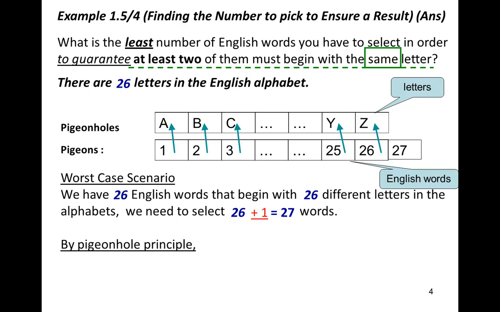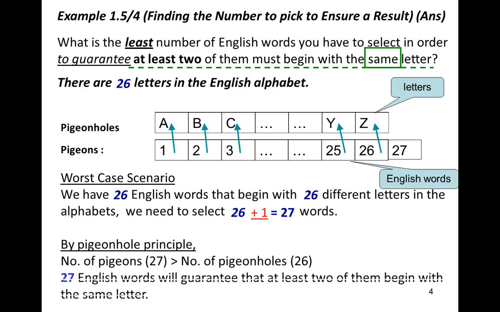Hence, by the pigeonhole principle, since the number of pigeons is more than the number of pigeonholes, in this case 27 is more than 26, therefore selecting a minimum of 27 words will guarantee that at least 2 English words share the same beginning letter.